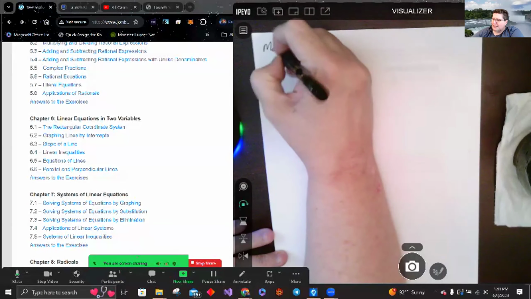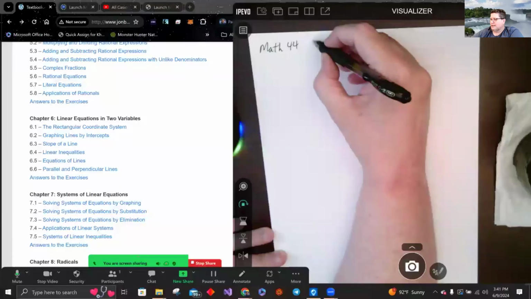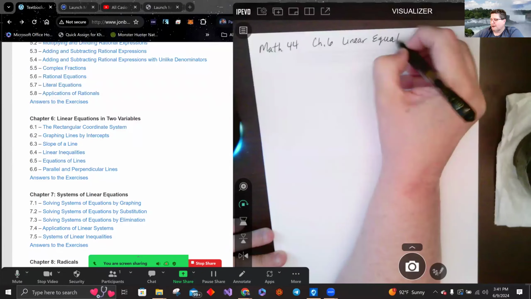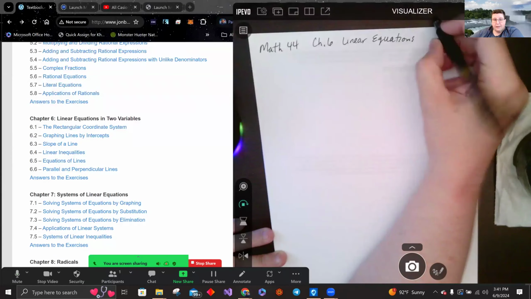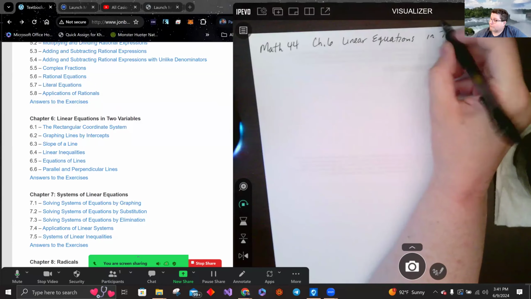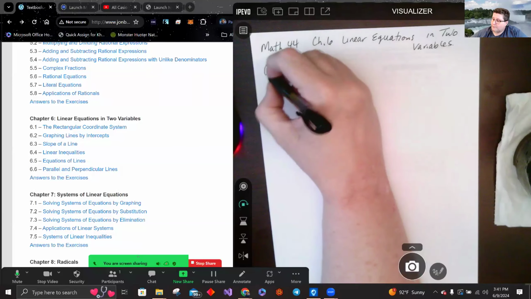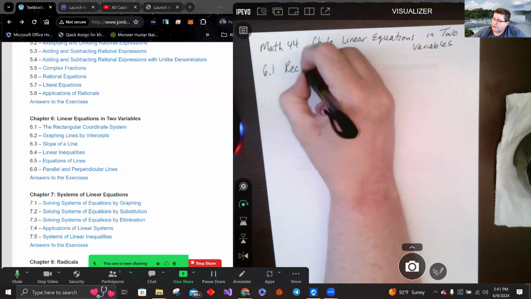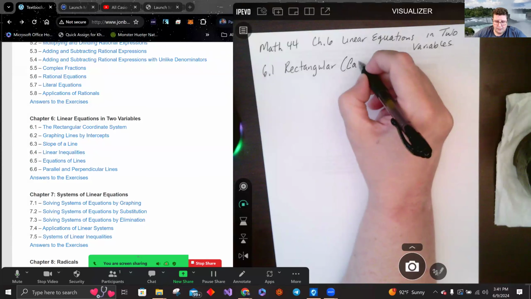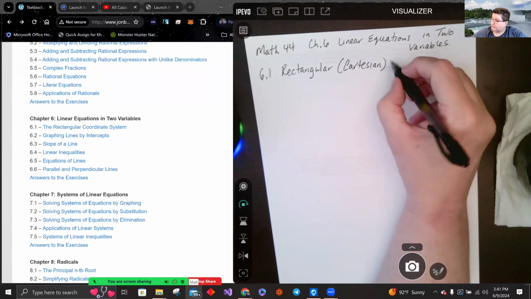We are starting chapter 6 today. Chapter 6 is on linear equations in two variables. This is where we start doing graphing, the big graphing things on the rectangular coordinate system, also known as the Cartesian coordinate system. So 6.1 is on the rectangular, also called Cartesian, coordinate system.